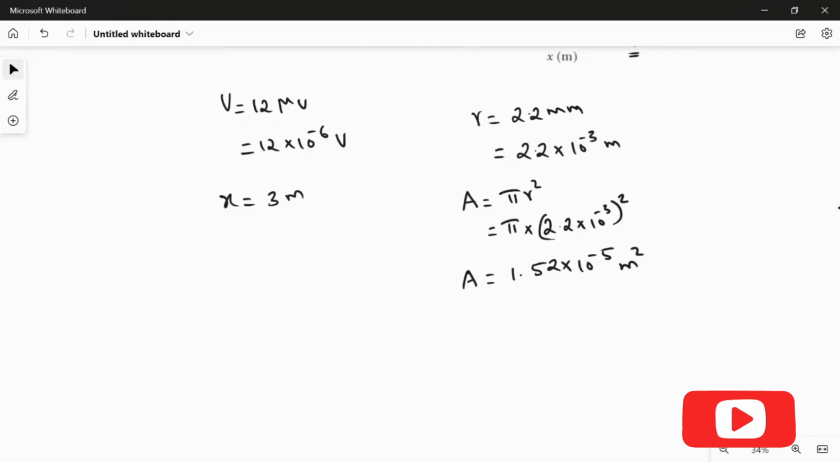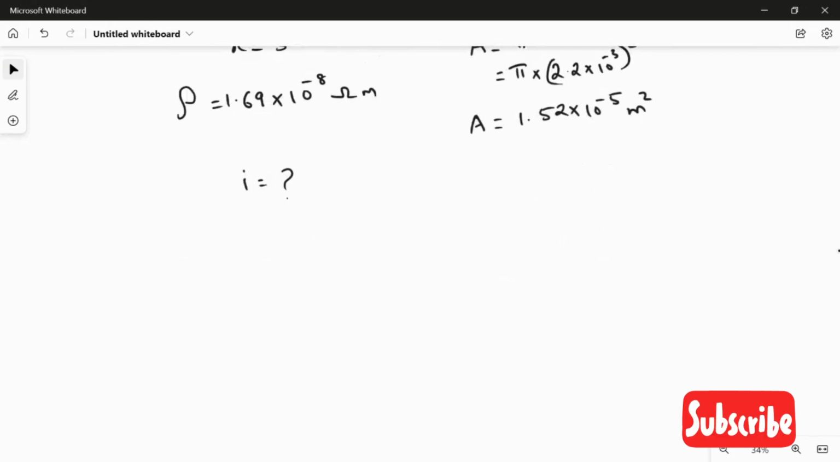And here the material is copper. The resistivity of copper is a constant value, 1.69 multiplied by 10 power minus 8 ohm meter. By using all these, we are going to find the current in the wire, that means we are going to calculate the value of I. As we know, voltage is equal to current multiplied by resistance. If you rearrange this in terms of current, current is equal to voltage over resistance.